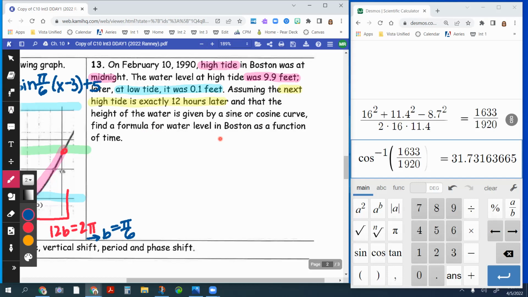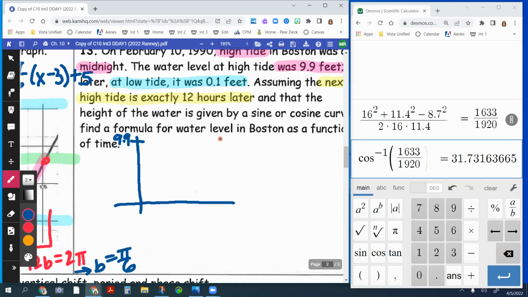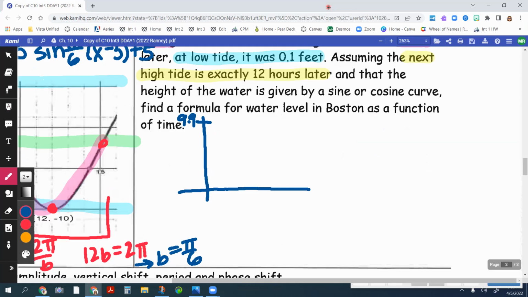So for this, let me sketch what's happening here. Okay, so our high tide is going to be at 9.9 feet. Let me just zoom in here. Let me get this big screen here.